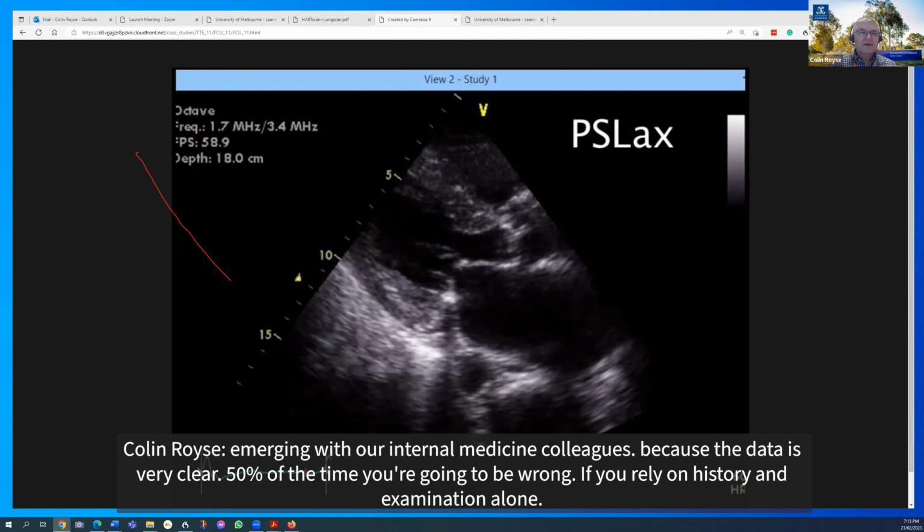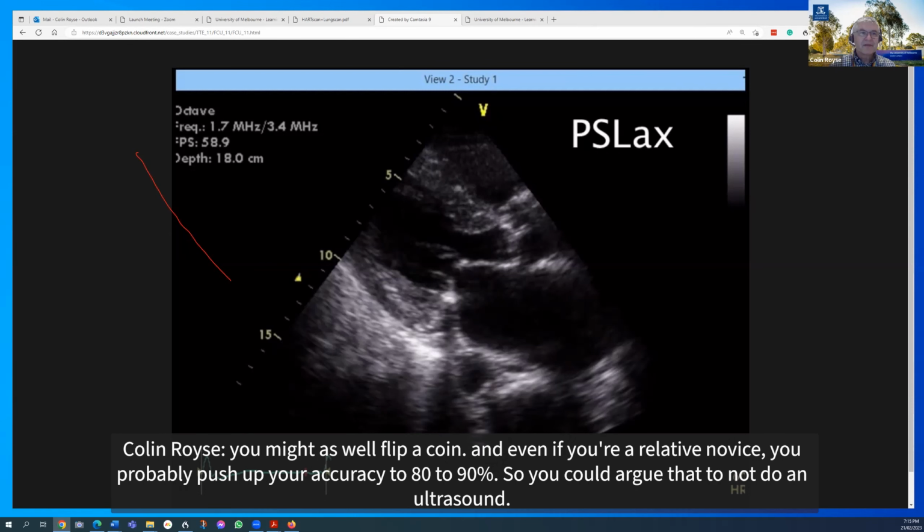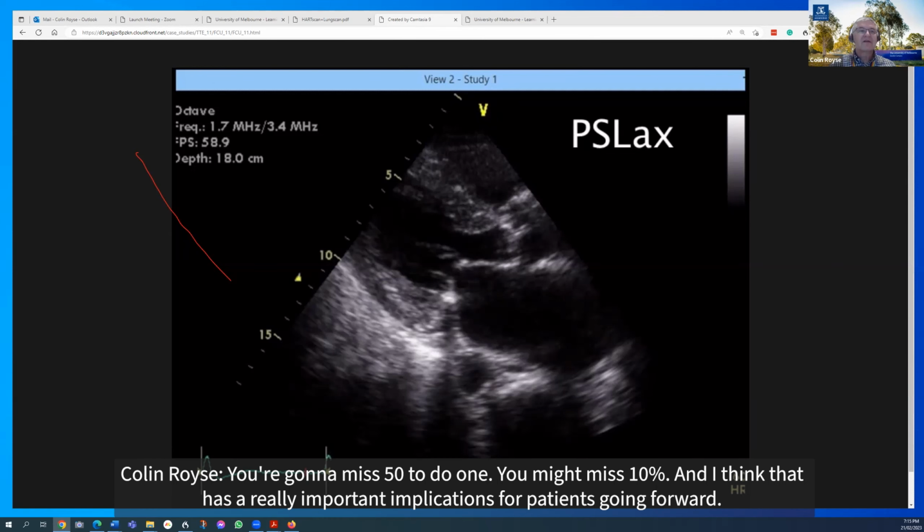50% of the time, you're going to be wrong if you rely on history and examination alone. You might as well flip a coin. And even if you're a relative novice, you'll probably push up your accuracy to 80 to 90%. So you could argue that to not do an ultrasound, you're going to miss 50%. To do one, you might miss 10%. And I think that has some really important implications for patients going forward.